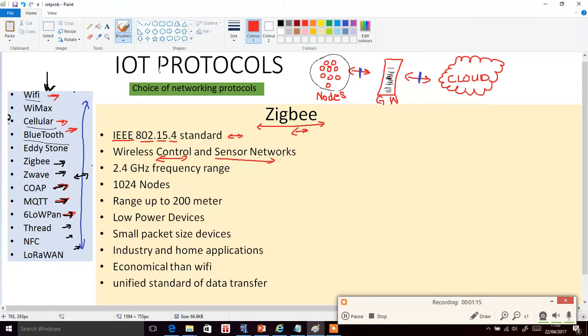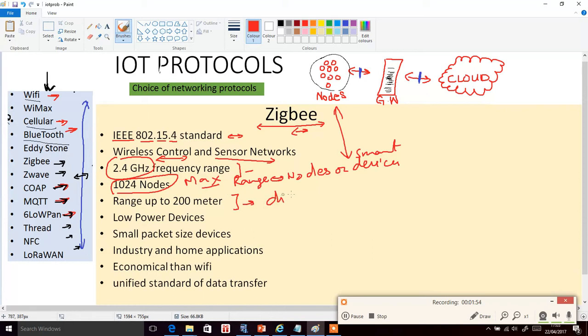Its frequency range is 2.4 gigahertz, and you can connect a maximum of 24 nodes using the ZigBee protocol. So this is also a range of the nodes or devices that you can connect to a particular IoT protocol. So this is like 1024 for this. By devices I mean these smart devices, and this is the frequency range, and then the range also contains distance, as we have discussed before.